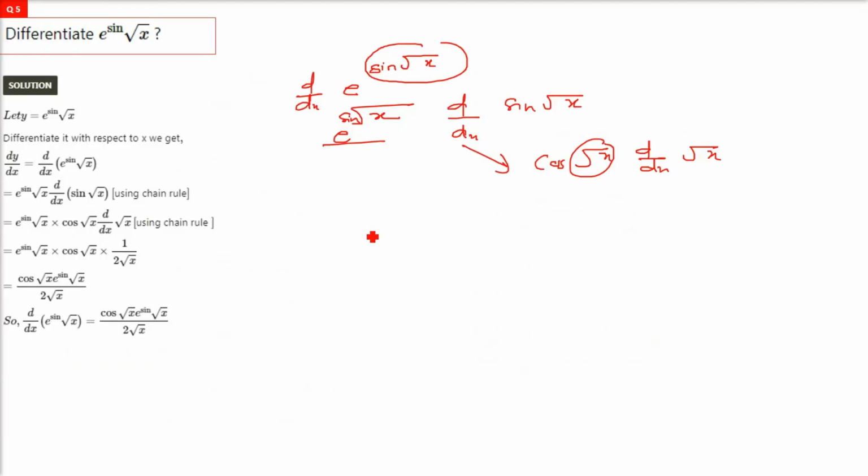How has it come? You just see here or assume this not to be root but x to the power half, because it is actually x to the power half. So just apply n x to the power n minus 1.